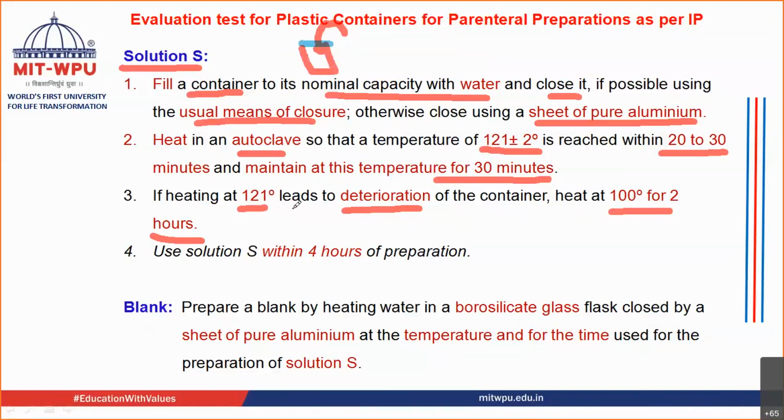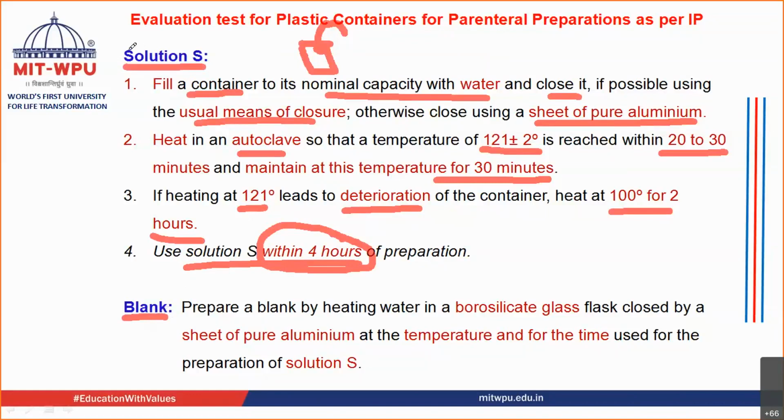Once the autoclaving is carried out, whatever solution S you have prepared should be used within 4 hours for the next test that we are going to carry out. Along with this solution S, you are also going to prepare a blank. How are you going to prepare this blank?